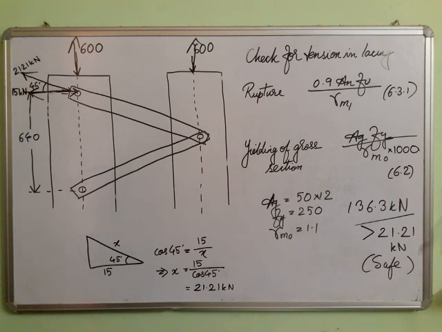Suppose the bolt value is 15, then after a 15 kilonewton load, the bolt will fail. So we'll have to add one extra bolt, so that the bolt value becomes 15 into 2, 30, and then only it will take a load of 21.21. So that is the last thing that we need to check, whether one bolt is sufficient or not. So first find out the bolt value, for which we have to find out the strength of the bolt in shearing and bearing.